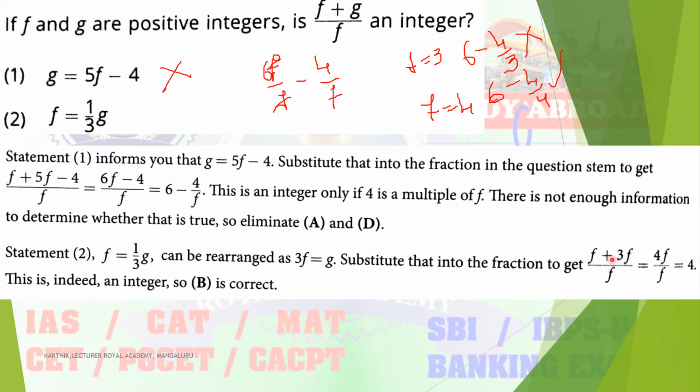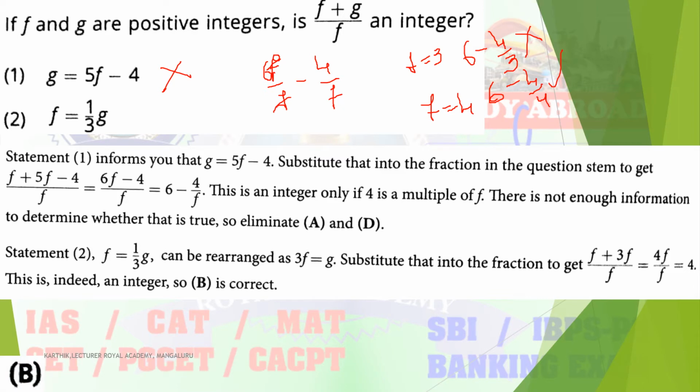So what happens? 3f plus f is equal to 4f, divided by f. The f's cancel each other, and you directly get the answer as 4. From the second statement you will directly get the answer as 4. So from the second statement you can easily determine the value and tell whether this expression is an integer or not. 4 is an integer, and from the second statement you directly get the value. So the second is the correct answer, option B.